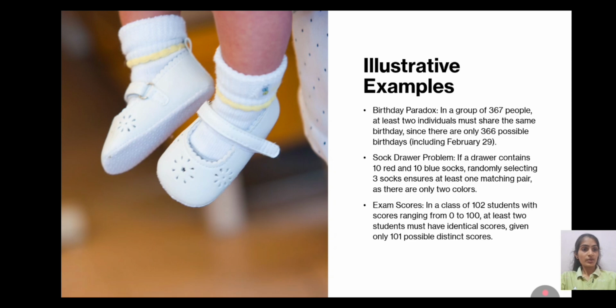Next, illustrative examples. Birthday paradox. In a group of 367 people, at least two individuals must share the same birthday, since there are only 366 possible birthdays, including February 29.